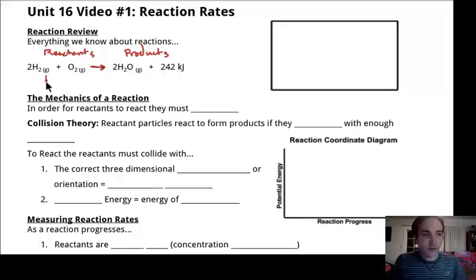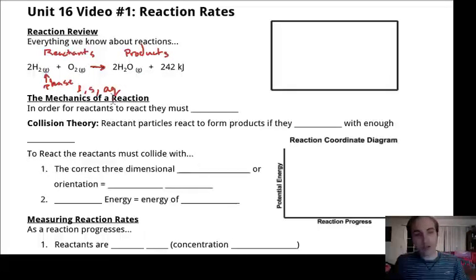We also know that these little guys here, these tell us the phase. So in other words, because these all have G's, that means that's a gas. We know that there are other phases like liquids, solids, and we know that if a substance is dissolved in water, we call that aqueous. So if it said AQ here, that would mean that was aqueous.